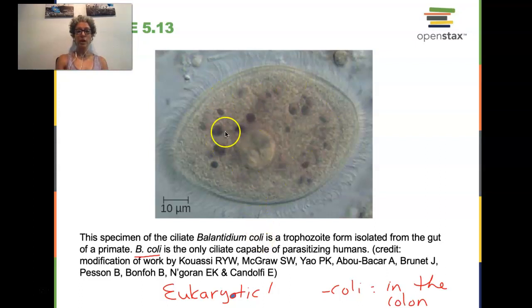This is a eukaryotic organism. Its species name is also coli because it is isolated from the gut. And this is the only ciliate, the only protist with cilia, that can parasitize humans. So paramecia, we might ingest it with water, but it can't attach to us or cause any harm, and it would just be shed. The Balantidium, however, would be able to parasitize us. The size bar on the bottom is at 10 microns, so this is at least 60, 70 microns across, so it's a very large cell.